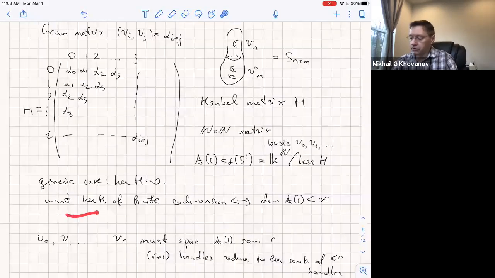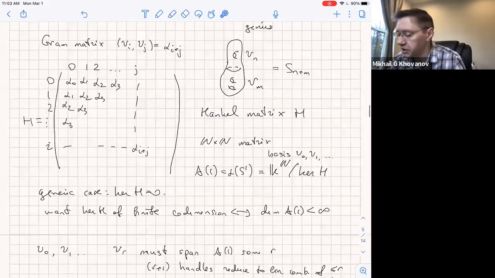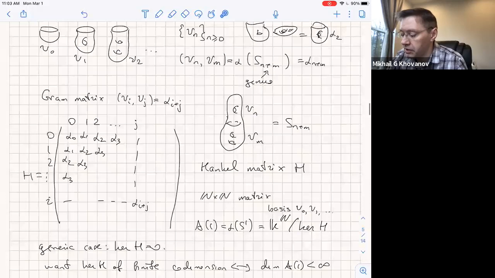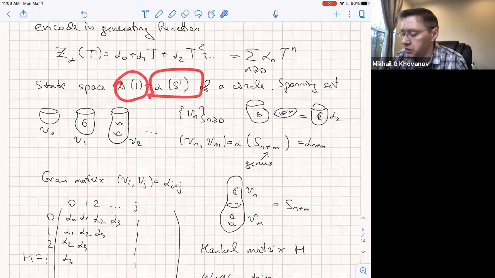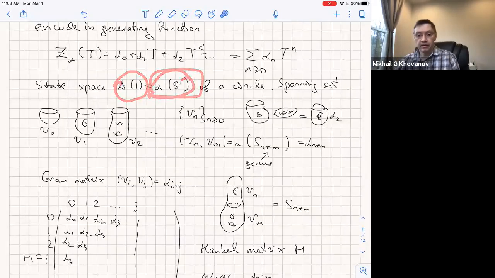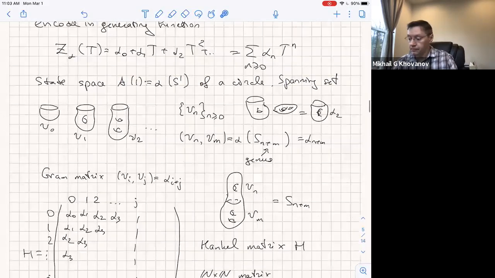And we want the kernel of H to have finite codimension in that vector space, which I write as k to the n with this basis. And if it has finite codimension, then the dimension of, I call this A1, just another notation for alpha of S1, the state space of a circle S1.